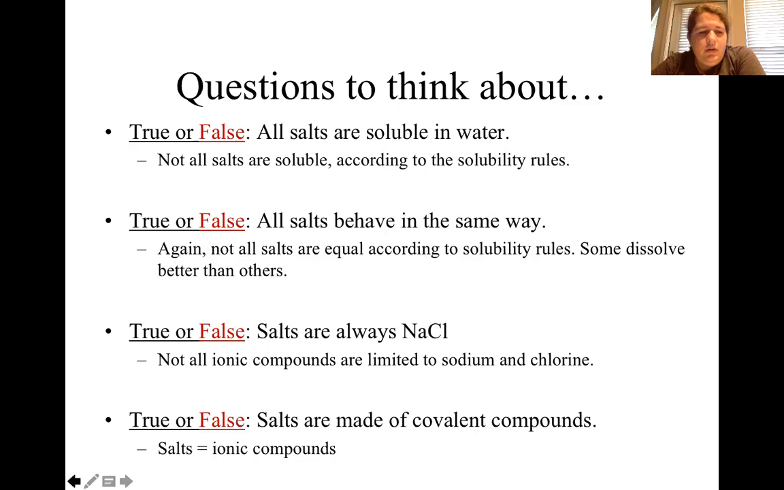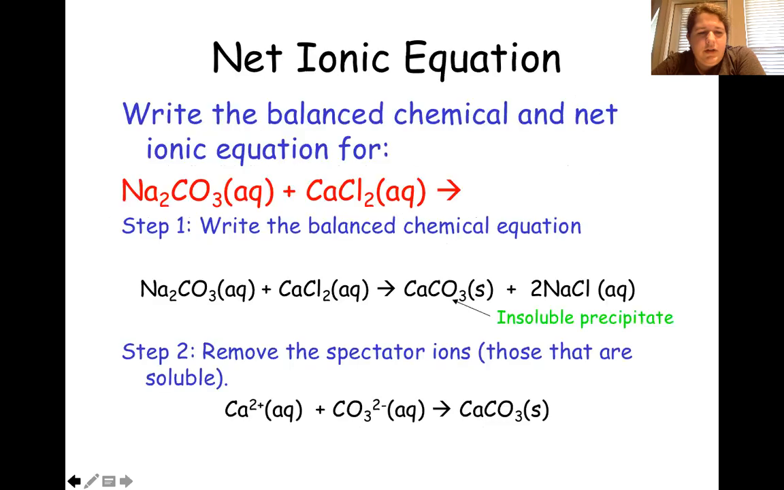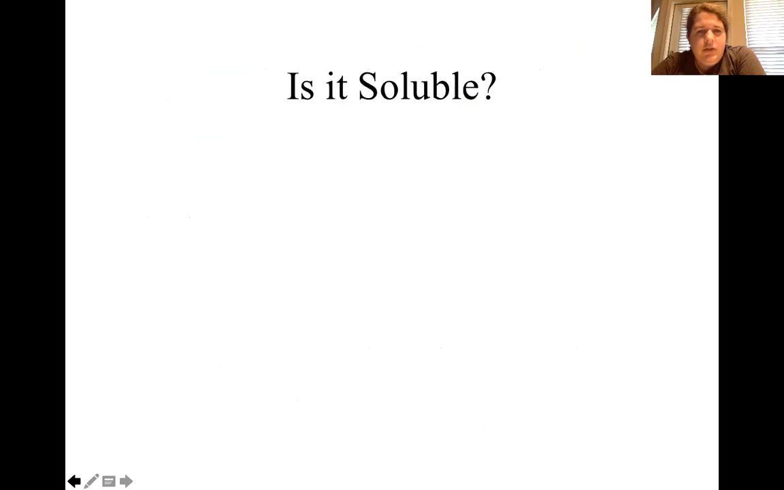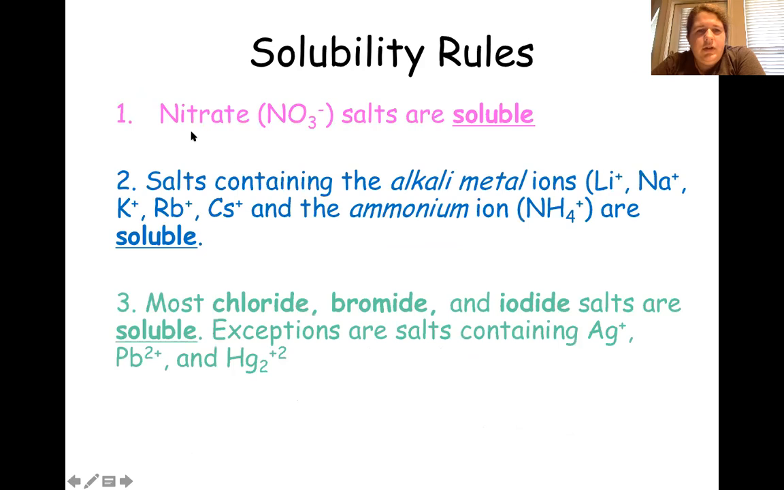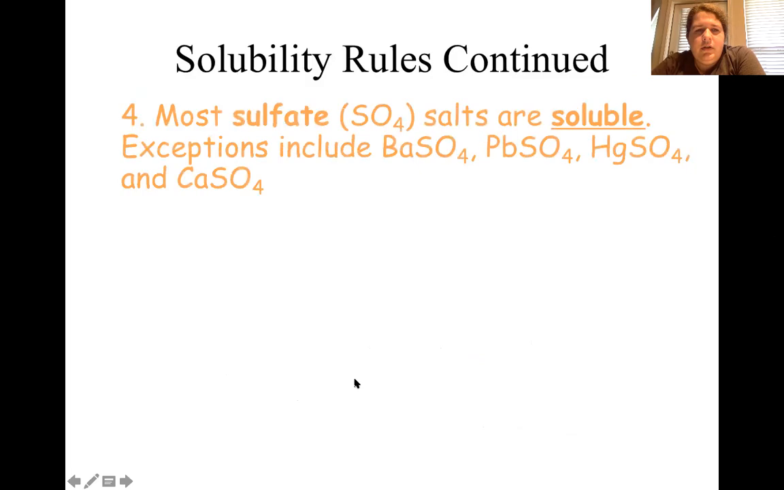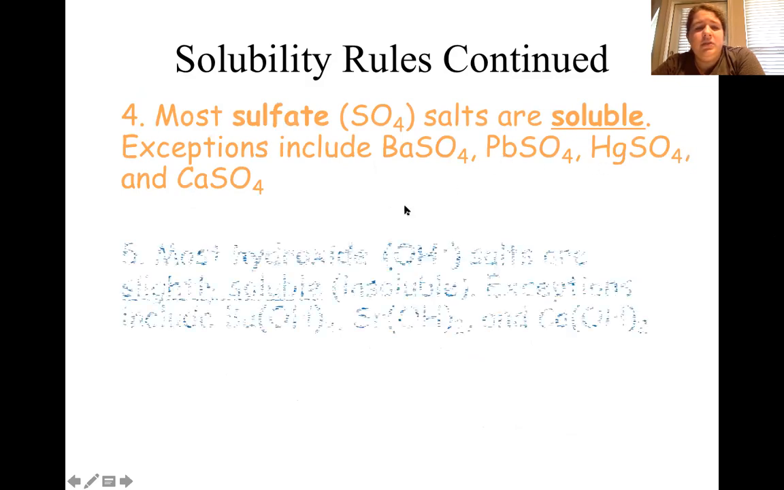So, in review, let's go back to where we started. Okay, so let's review the rules. Nitrates are always soluble. Alkali metals and ammonium are always soluble. Chloride, bromide, and iodide are usually soluble unless you pair it with silver, lead, or mercury. Sulfates are soluble unless it's paired with barium, lead, mercury, or calcium. In general, lead and mercury just are not soluble.